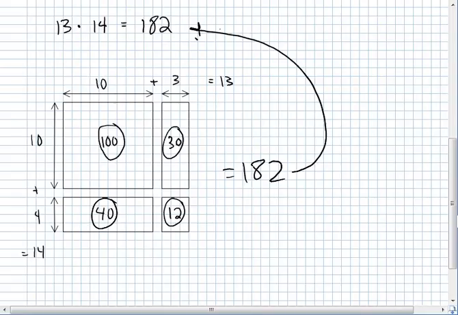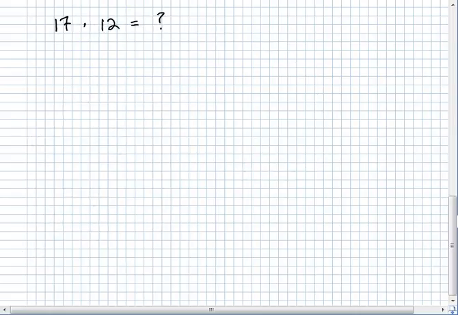Something interesting, and I'll get you to try one just like it right now. Try this example here: 17 times 12. Just pause the video and draw a line. One's going to be 10 plus 7 for 17, and then 10 plus 2 for 12. Then draw in the rectangles and see what you get for an answer. You have 2 seconds.